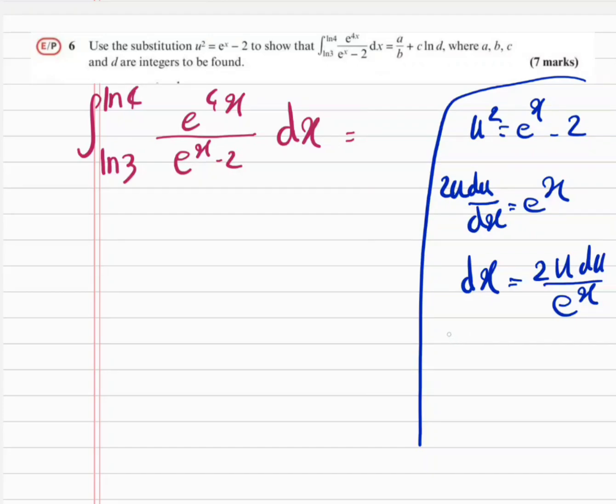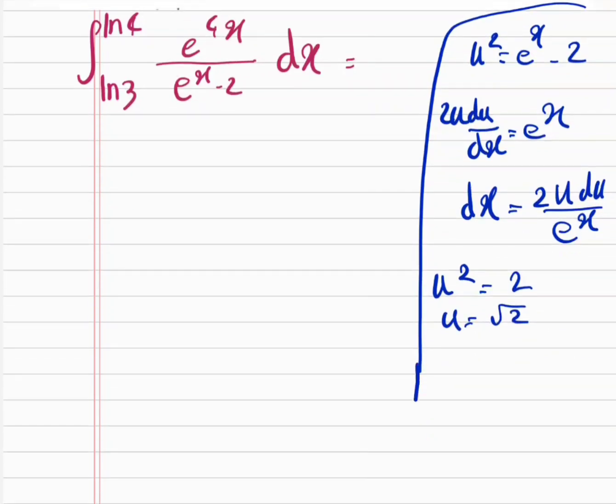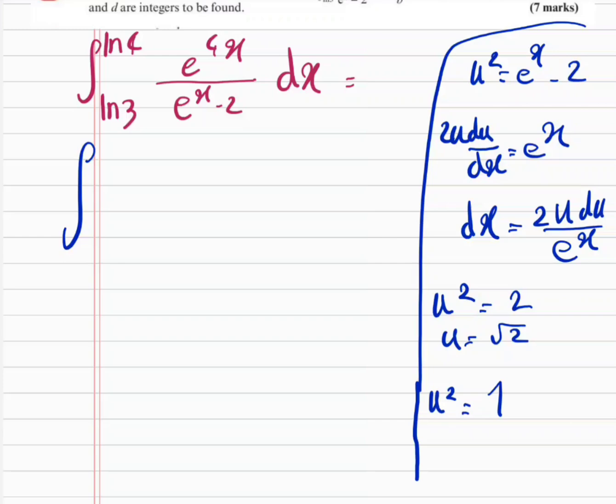So u squared is equal to e to the x minus 2. When x is equal to ln 4, that's essentially 4 minus 2, which is equal to 2. But we also need to be careful because this is u squared, so we take the square root and that gives us root 2. Also, when x is equal to ln 3, we just get 1. Right, now we have everything. So in terms of substitution, we have limits root 2 and 1.